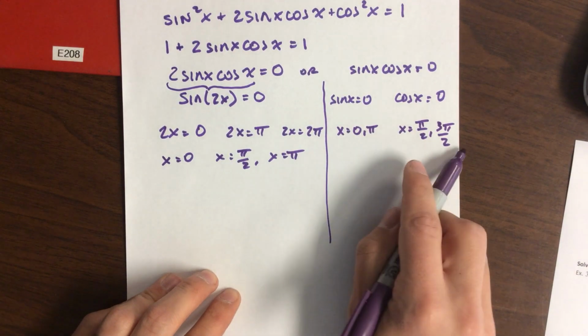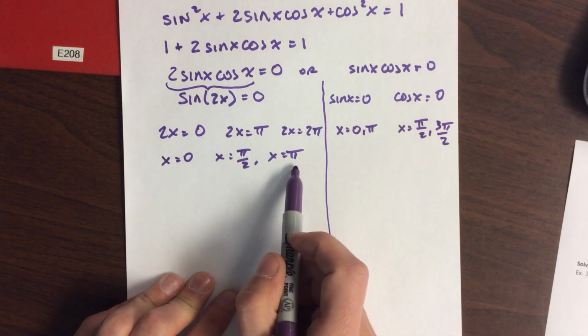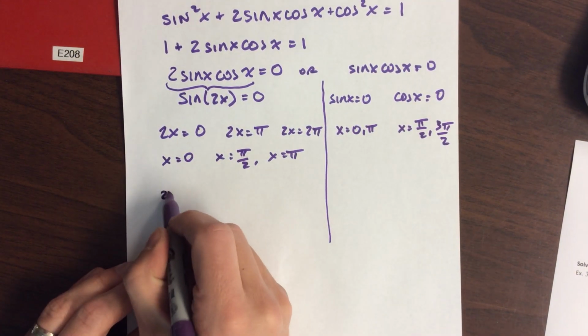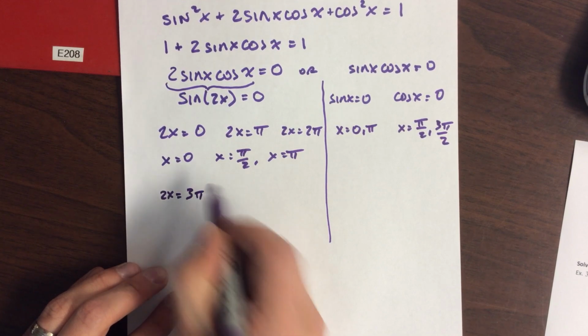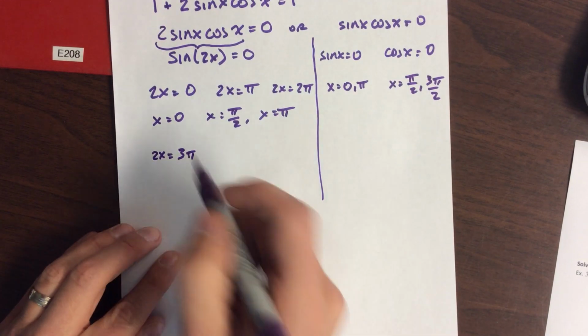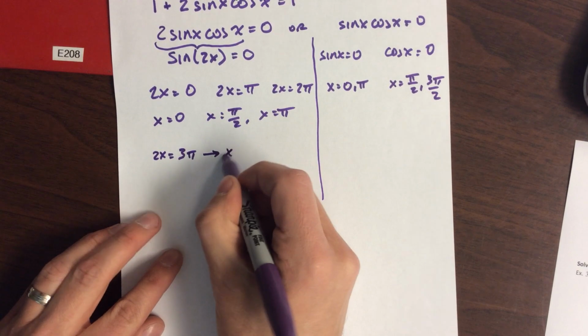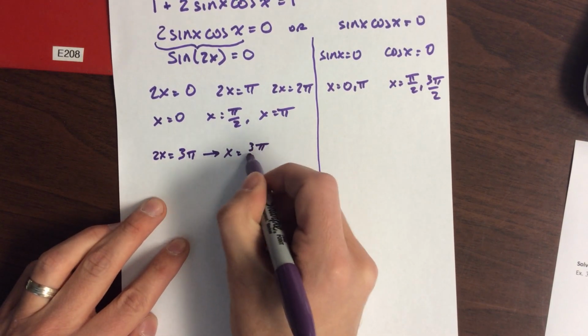So there's actually 1, 2, 3, 4. We've got 1, 2, 3. Well, if we say that 2x equals 3 pi, then we get x is 3 pi over 2.